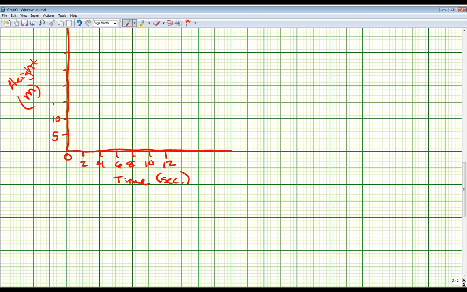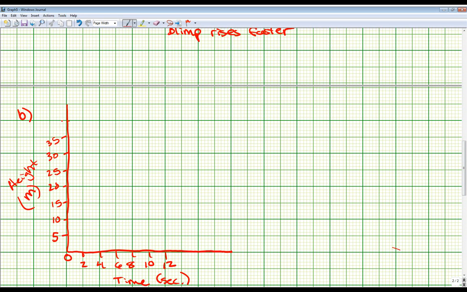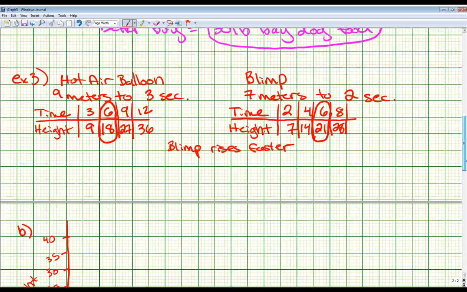5, 10, 15, 20, 25 meters, 30 meters, 35 meters. What was our highest again? 36. So let's make it going up to 40. So kind of practicing how to make a graph.